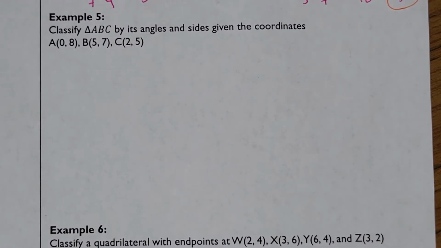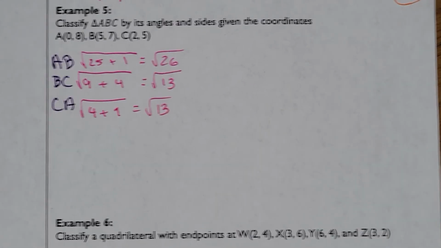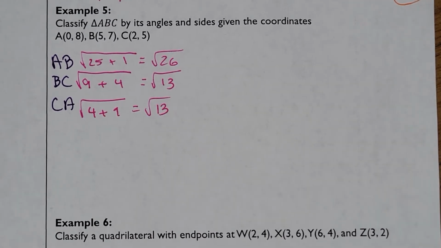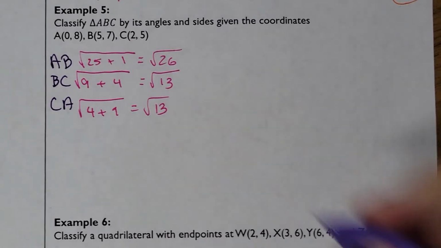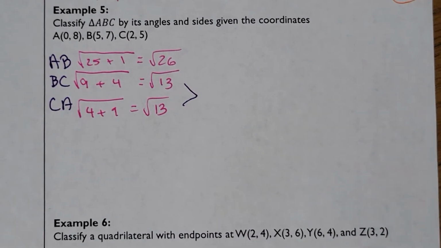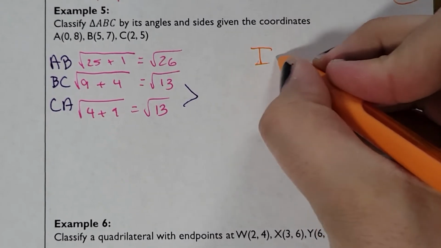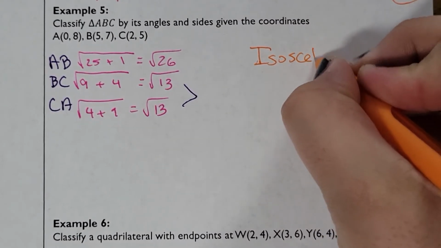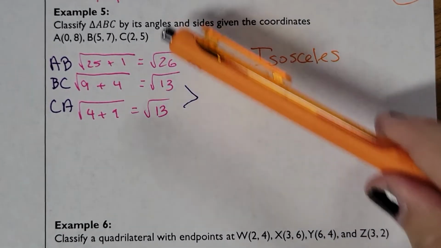Let me do those distance formulas for you. Hold on 2 seconds again. All right, so again, there are my distance formulas done. A to B is square root of 26, and B, C, and CA are both square root of 13. So this tells me I have 2 equal sides. In terms of a triangle, that means one thing. It is isosceles.